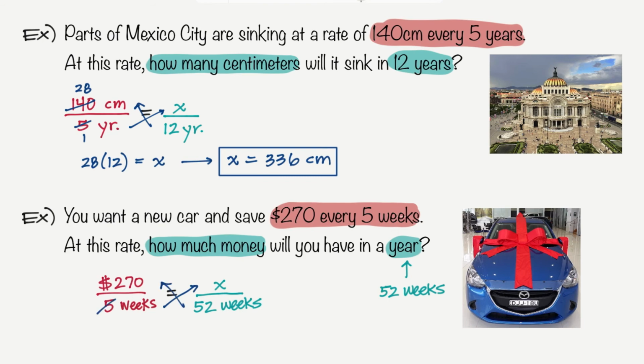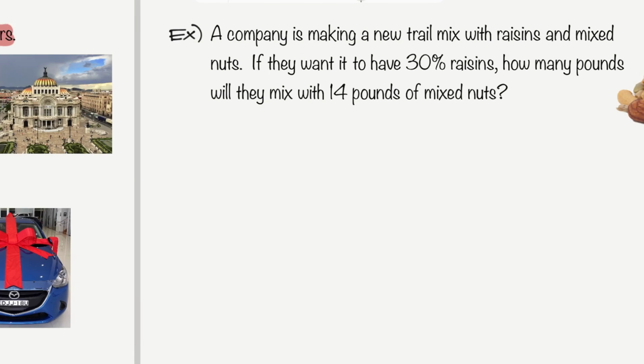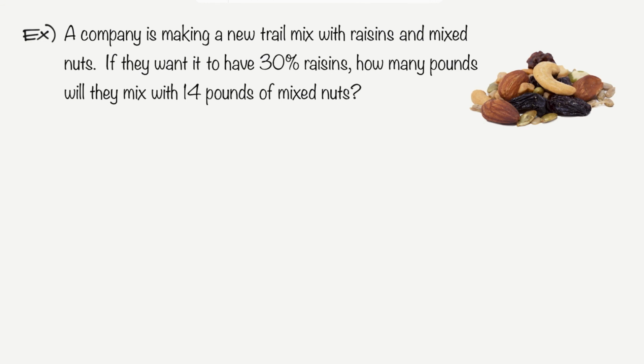And again, I'm going to simplify the 270 divided by 5, which leaves me with 54. So in the end, I'm going to multiply 54 by 52, and that's going to give me my x. So in the end, I will have about $2,808 in 1 year. All right, here's my final example. It says, a company is making a new trail mix with raisins and mixed nuts. If they want to have 30% raisins, how many pounds will they mix with 14 pounds of mixed nuts?